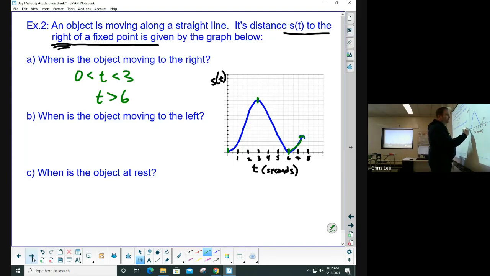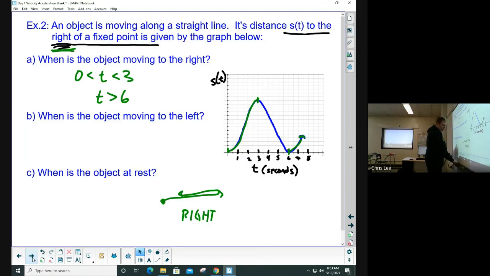So it's moving to the right because the distance from 0 is getting bigger. And we said that this is distance to the right of a fixed point. So naturally, if the distance to the right is increasing, it goes out here and it's getting as far away to the right. But when the graph suggests it's coming back, that means the distance from this is getting smaller, and that means it must be moving left.